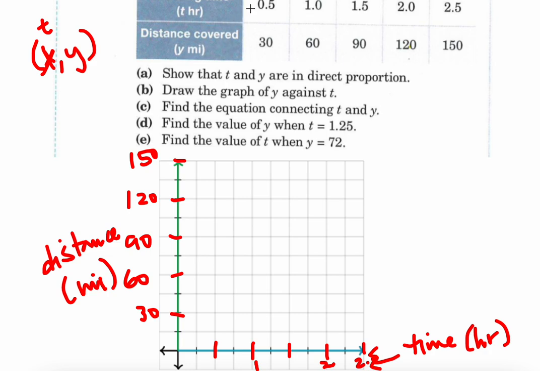Now let's go ahead and connect those points. 0.5 connected with 30. This is half, or 0.5 and 30. 1 and 60. Then we have 1.5 and 90.